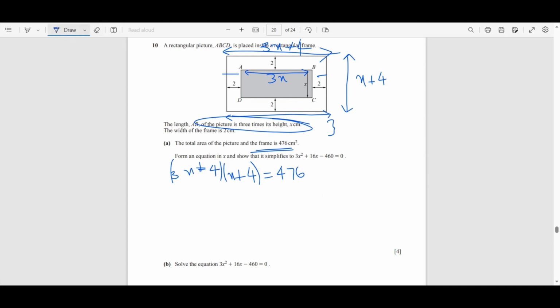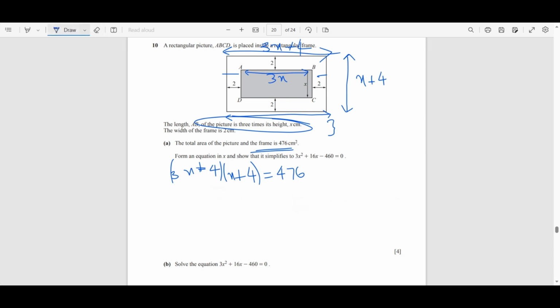But if the product is non-zero, that means if the product is 476, it's not necessary for either of them to be equal to 476. Numbers other than 476 can also give you 476 on multiplication. You know what I mean? So this thing is wrong here. So what do you do? The only way of solving this further is to open up the brackets.